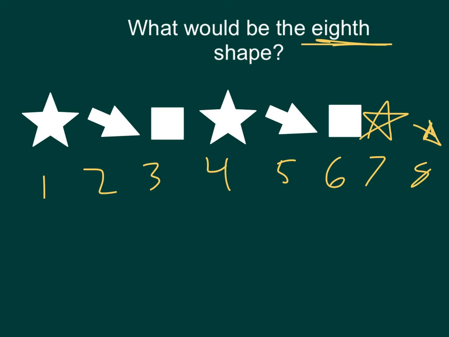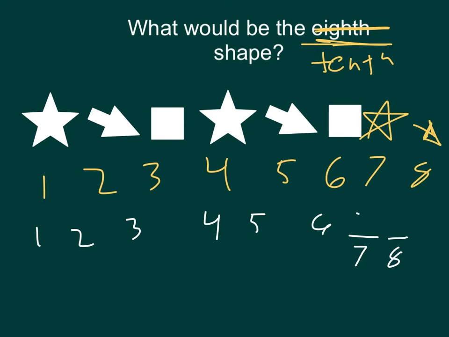So here's how you should attack it. Let's say maybe this time it says 10th. So I'm going to go ahead and mark 1, 2, 3, 4, 5, 6. Now that's all I've got. So now I'm going to do 7, 8, 9, 10. I'm giving myself spaces to know I have to fill those in. So then my pattern would be star, arrow, square, star.